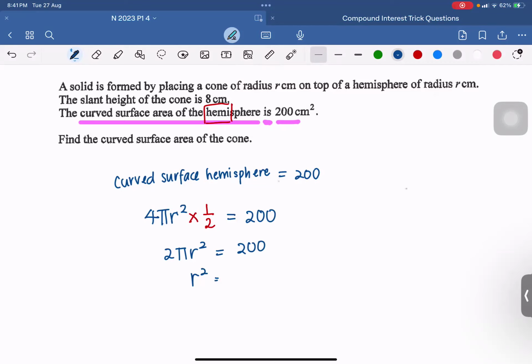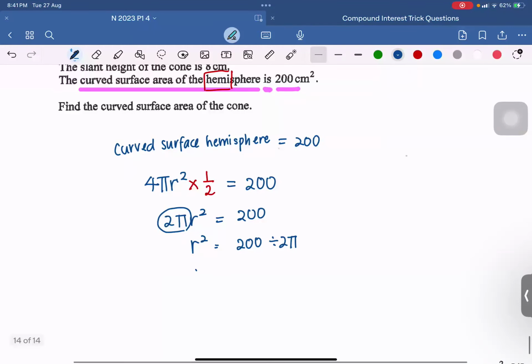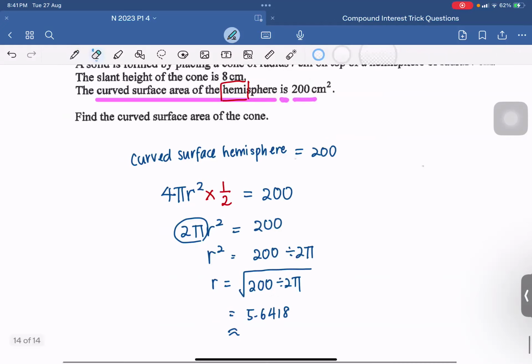So I'm going to divide away the 2 pi. So 200 over 2 pi, or divide by 2 pi. I don't want my square, so I take square root. Okay, either you can write this or write in the fraction, no problem. So from here, I managed to find my square root of 200 divided by 2 pi, and that gives me 5.64189.